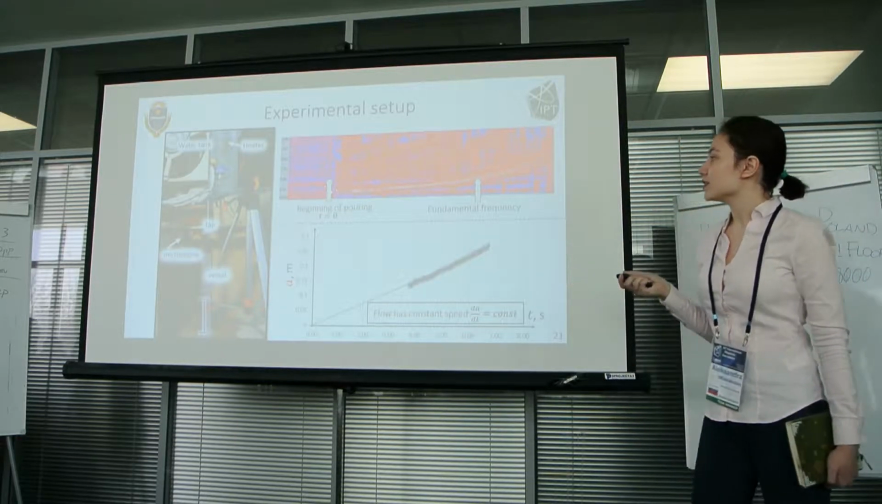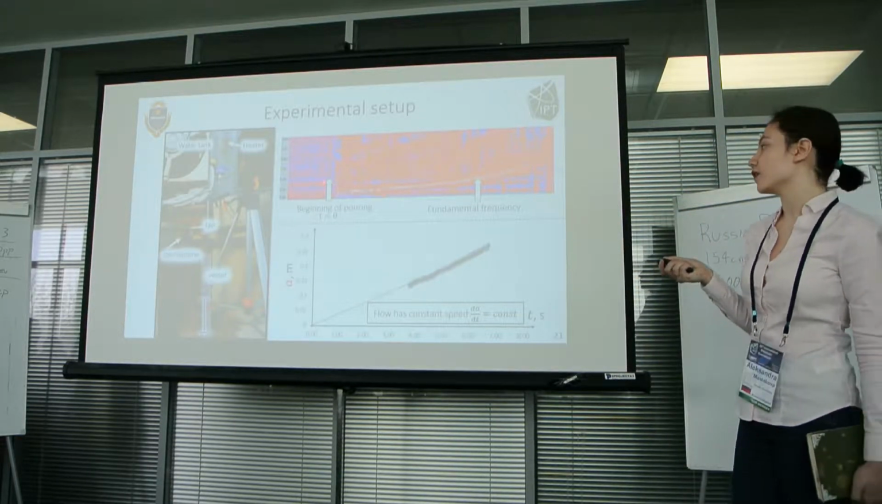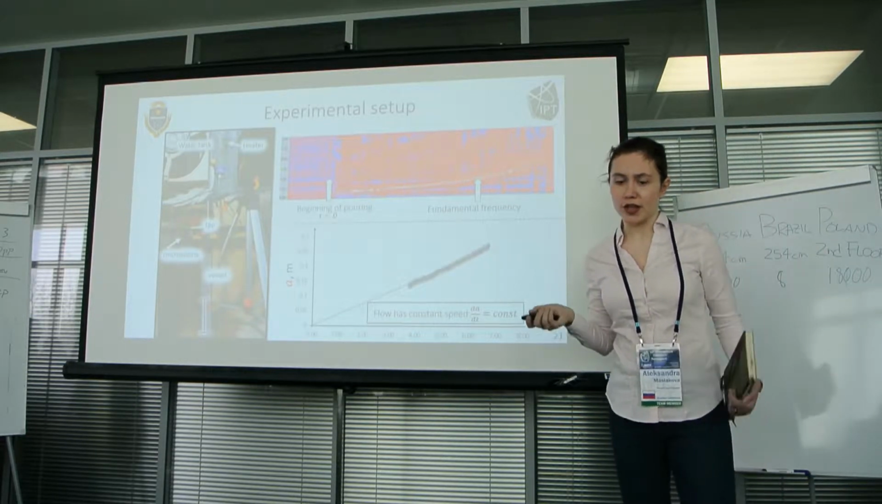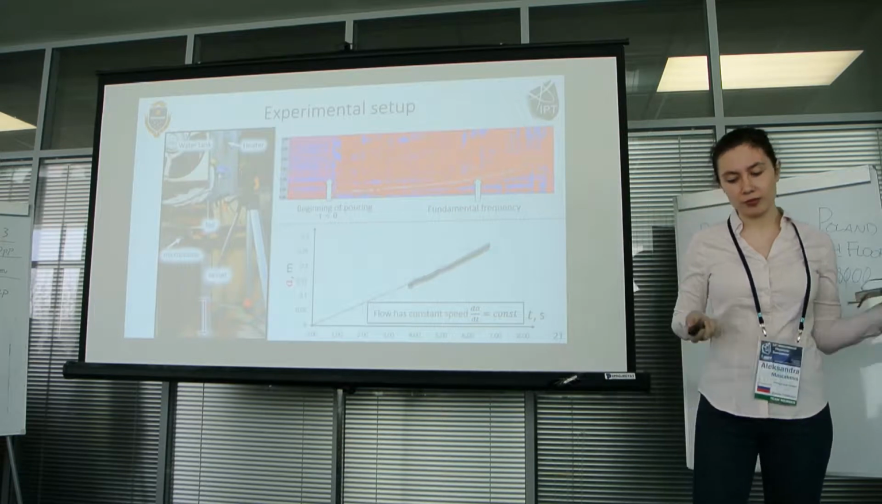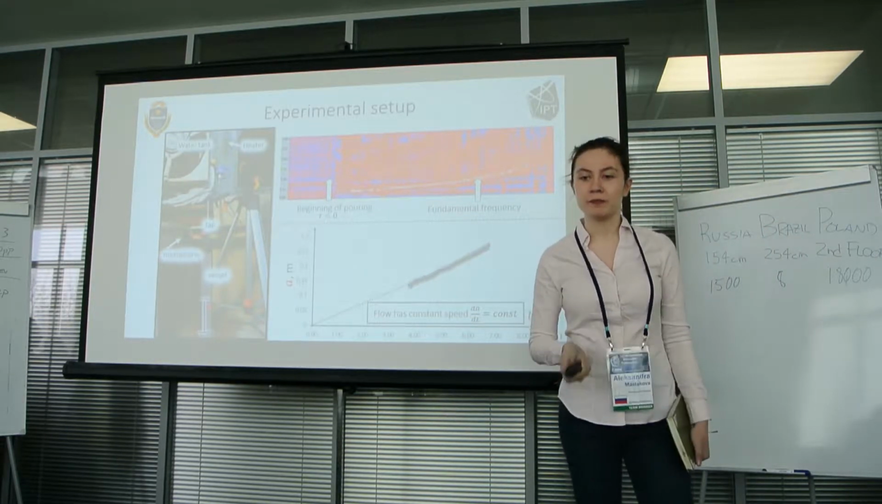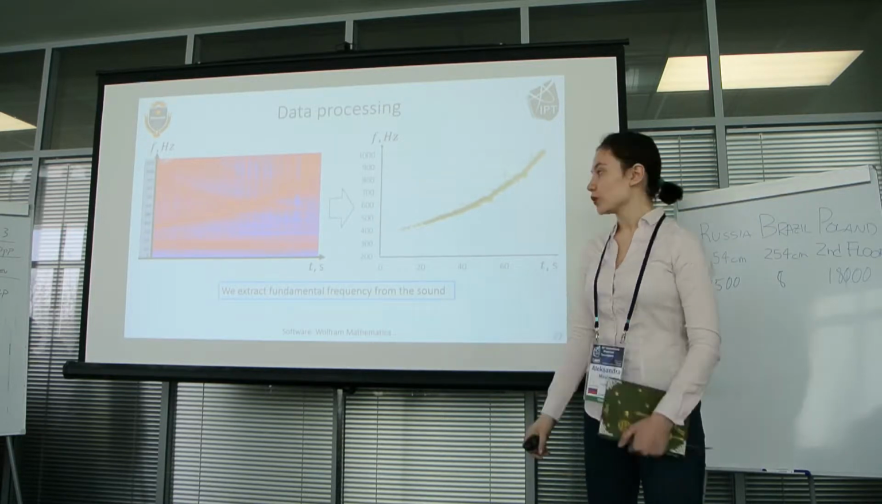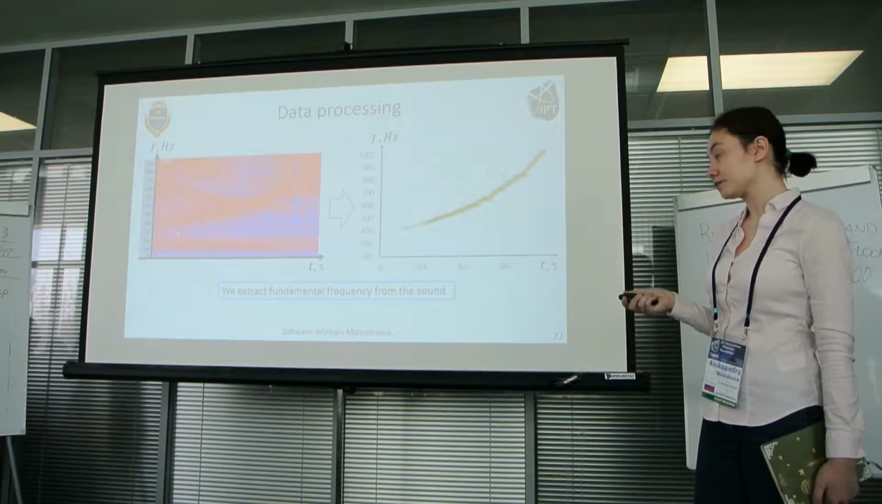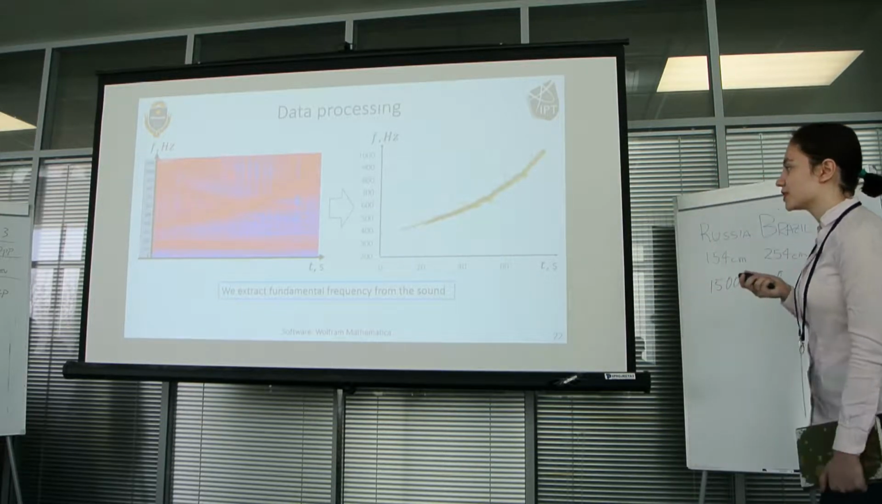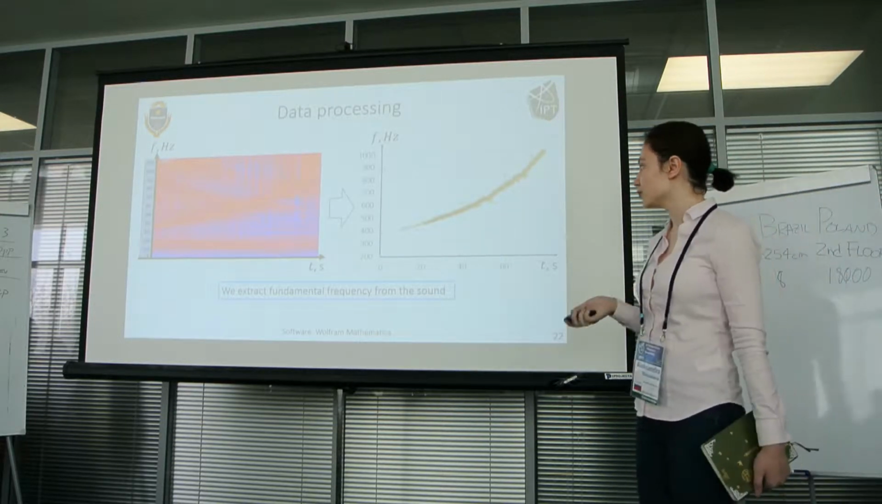We can see on the spectrogram the beginning of pouring, so we can choose the range of heights that we can investigate, and they are the same during every experiment because the flow is constant. And we also can change the nozzle of the tap. So what we did is we recorded the sound, then using Wolfram Mathematica extracted fundamental frequency from the sound.